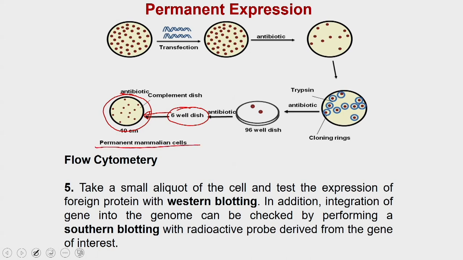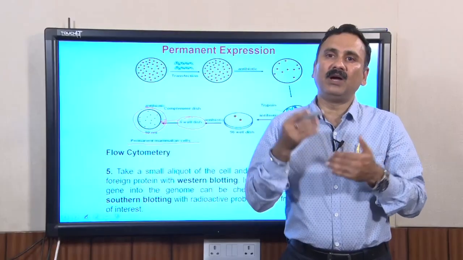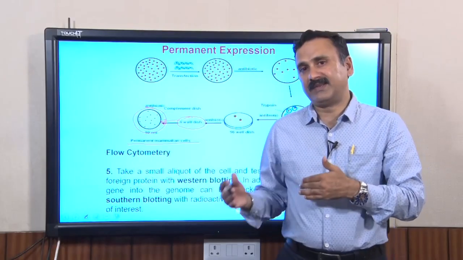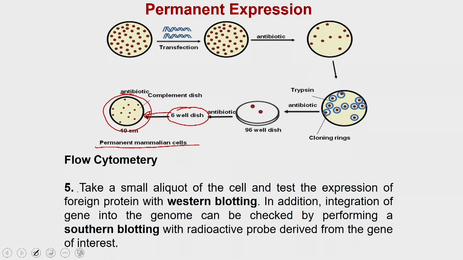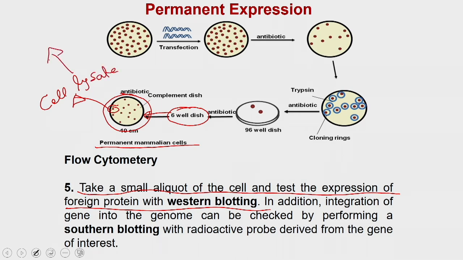Now, whether you have the permanent mammalian cells or not, you have to test in the subsequent step. In step number 5, you take a small aliquot of these cells and test the presence of the foreign protein with Western blotting. So you take a small amount of cells, prepare the cell lysate, and use it for Western blotting to check whether the foreign protein is present or not.